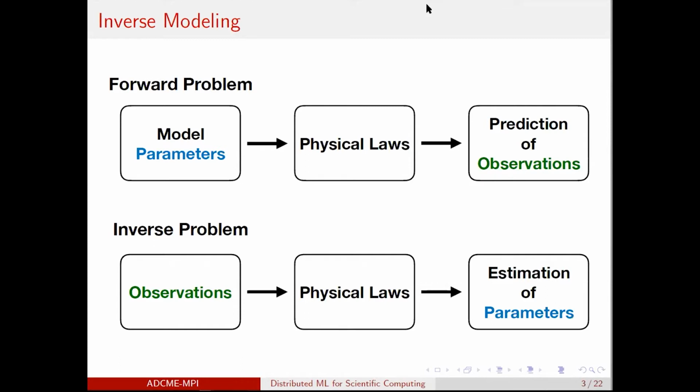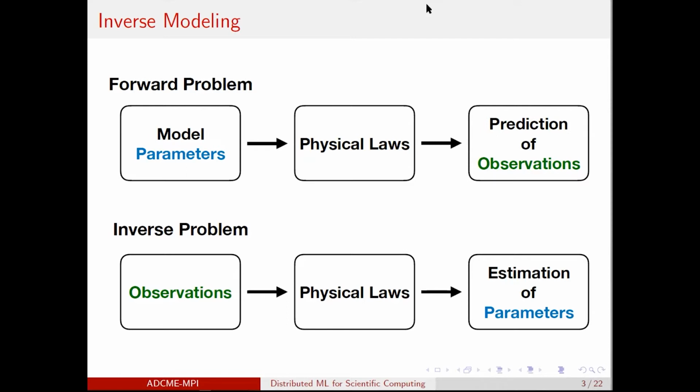So in computational engineering, we are basically solving 2 types of problems. The first type of problem is called the forward problem. In this type of problem, we have the physical laws, we know the parameters in the physical laws, and then we can do numerical simulations and get predictions of observations. And nowadays, we have a lot of data from sensors or experiments, and we want to solve the inverse problem to have a better physical model.